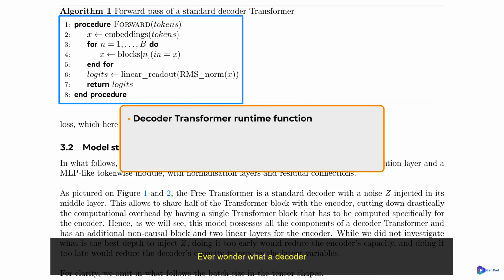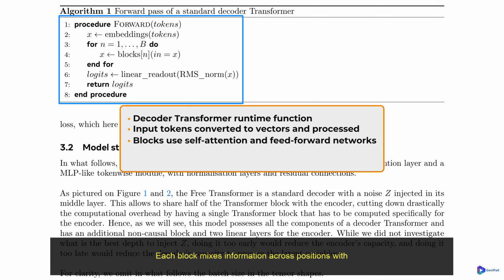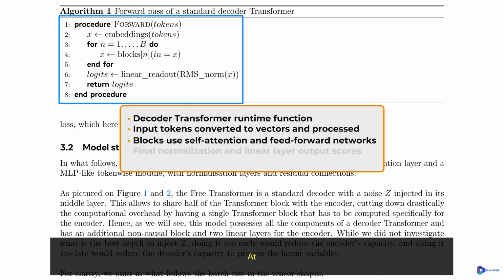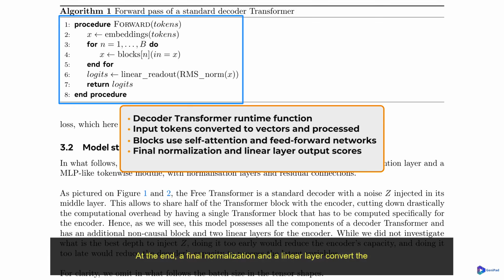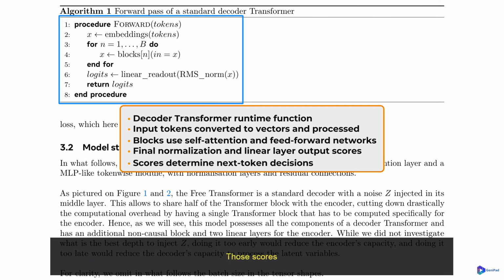Ever wonder what a decoder transformer actually does at runtime? It takes your input tokens, turns them into vectors, then passes those vectors through a stack of identical processing blocks. Each block mixes information across positions with self-attention and refines it with a small feed-forward network, all stabilized by normalization and residual connections, so signals and gradients flow cleanly. At the end, a final normalization and a linear layer convert the processed vectors into scores for every possible next token. Those scores drive the next token decisions during generation.